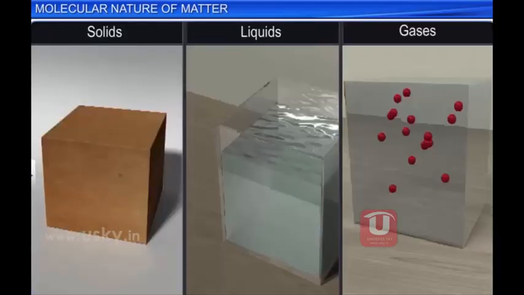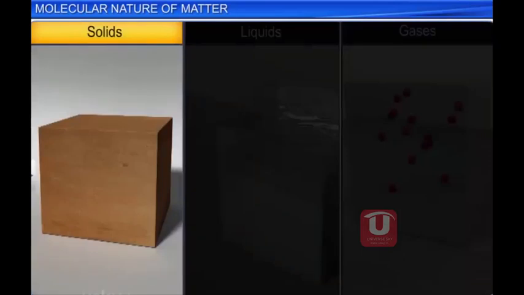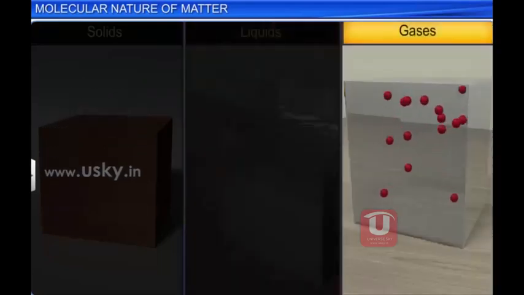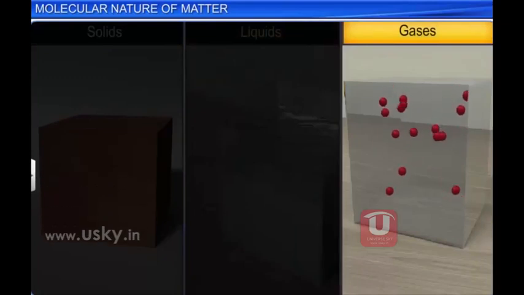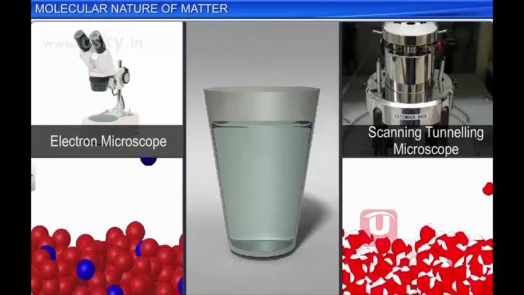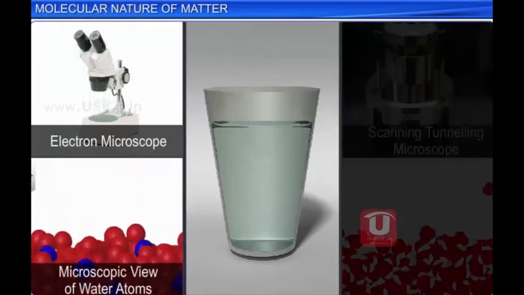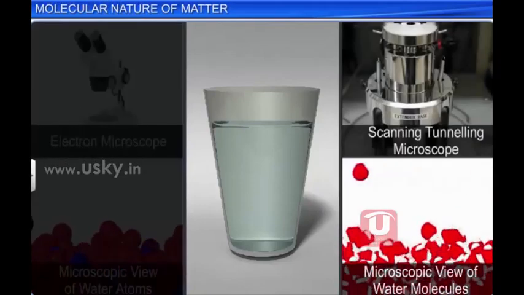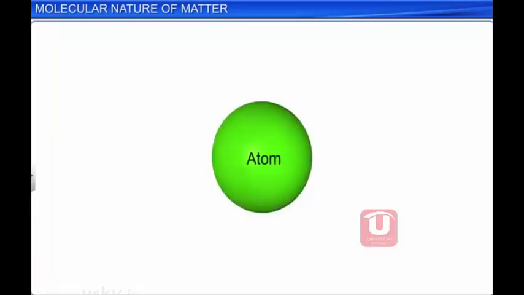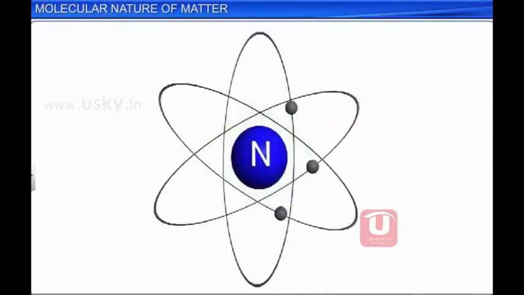Due to interatomic forces, solids have a definite size, shape, and volume. Liquids have definite volume but no definite size and shape, and gases have neither fixed volume nor definite size and shape. The molecules and atoms of matter can be seen through electron microscopes and scanning tunneling microscopes. So we now know that atoms are divisible and are not elementary. An atom is made up of a nucleus in the center and electrons revolving in orbits around the nucleus.